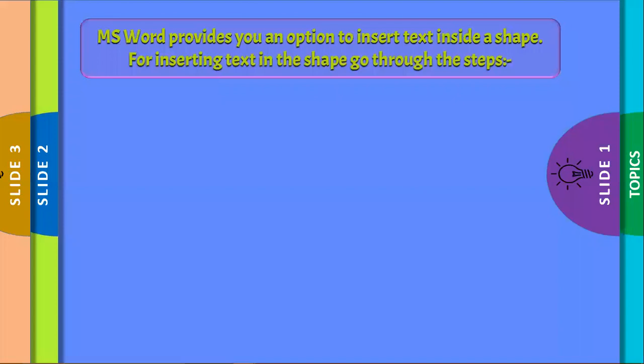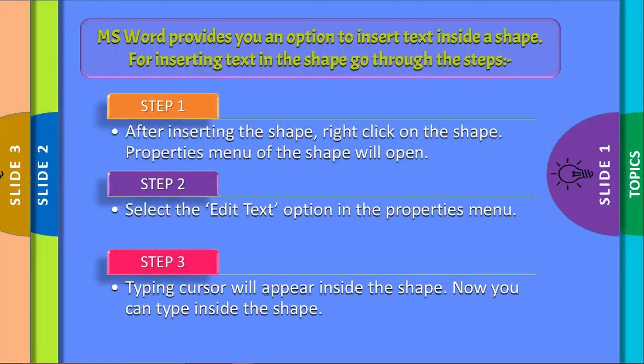Now MS Word provides you an option to insert text inside a shape. For inserting text in a shape, you can go through the following steps. Now you all know how to insert shapes. In the previous class, we have seen how we can insert a shape in our MS Word document. Once we have inserted a shape, MS Word also provides you a tool through which you can insert text inside the shape.